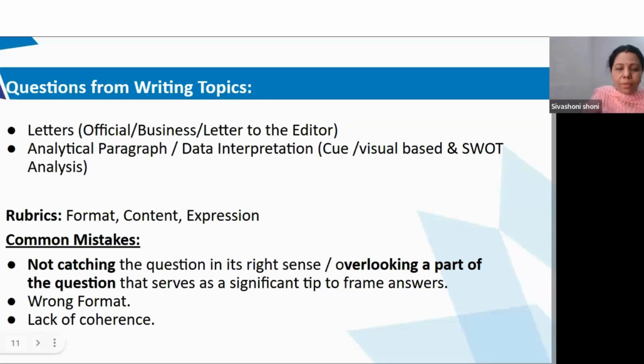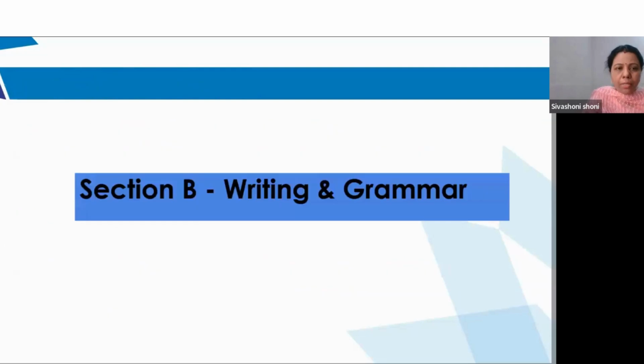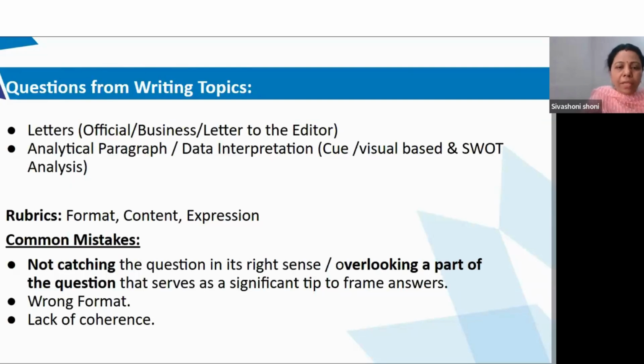When it comes to the writing topic, Section B is the writing and grammar section. We have two writing topics, and each writing question carries 5 marks, and it is very important to focus on the writing topic, because for literature we know the content. We have been taught it, and we come across the questions multiple times, but writing topic questions you used to get from nowhere, right?